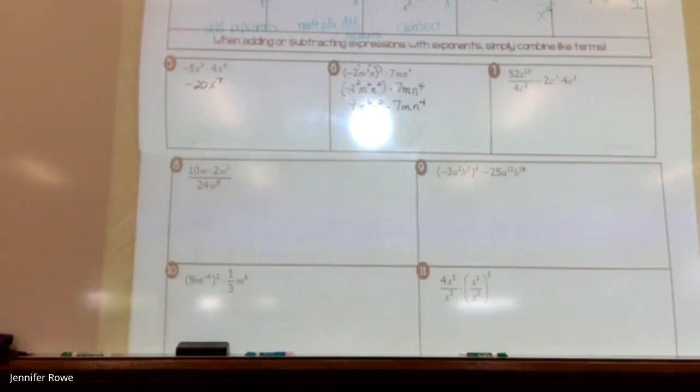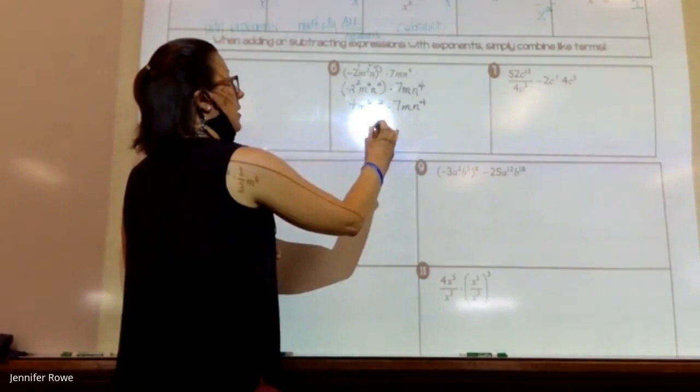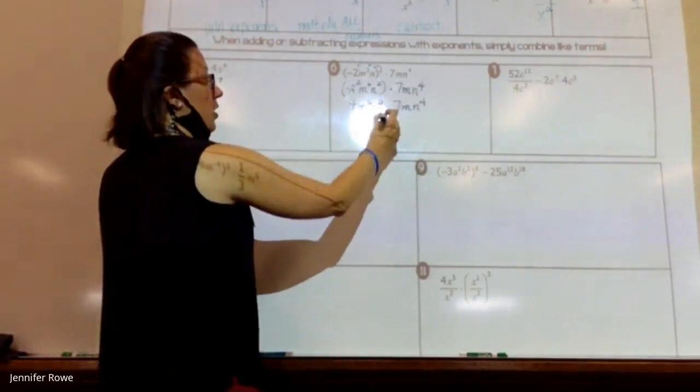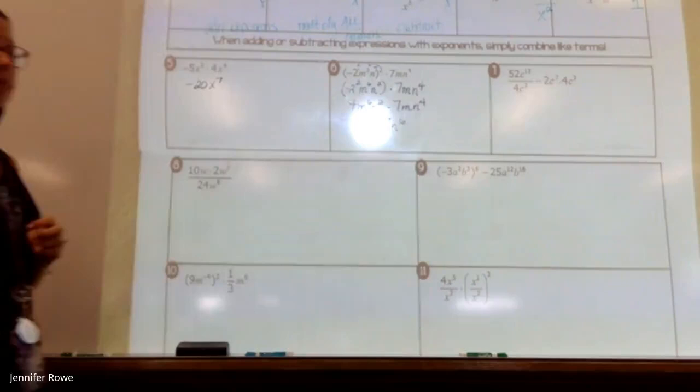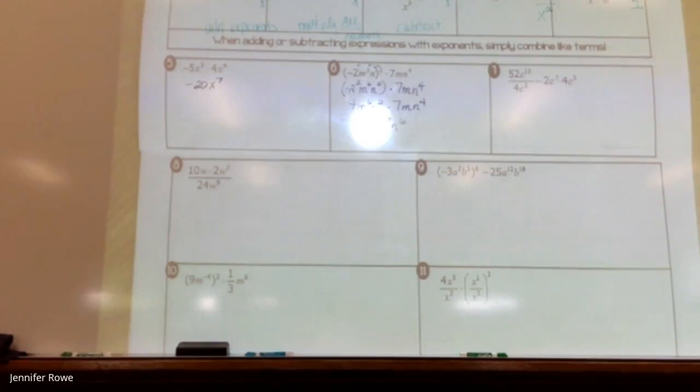What are you going to do with the 4 and the 7? Multiply. 7 times 4 is 28. What do I do with the exponents on the m's? Add them. What exponent is on this m? 1. So 6 plus 1 is 7. N to the 6th power. Done. So, that was still for number 5? That was pretty actually basic.